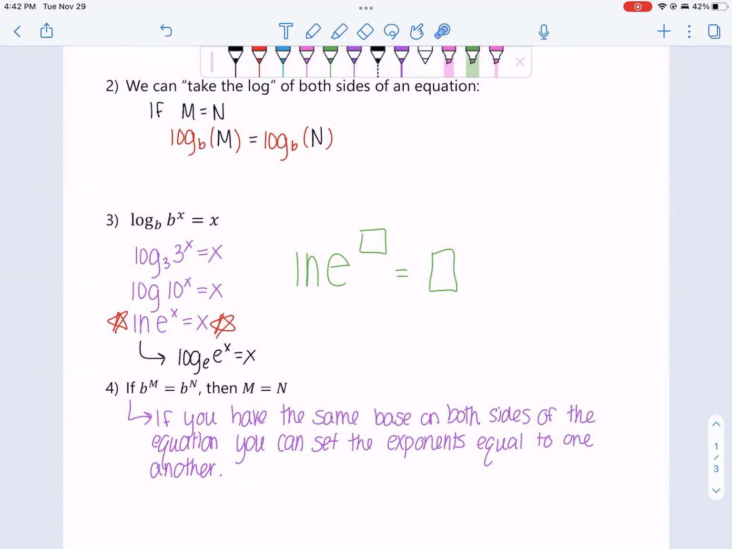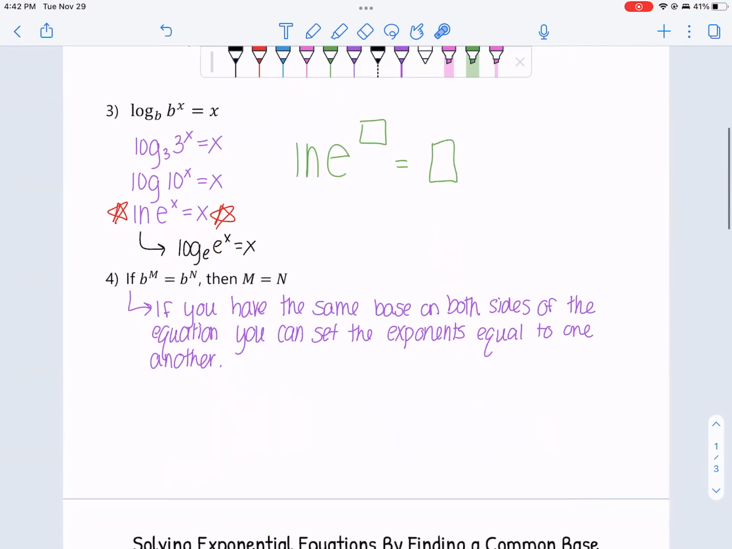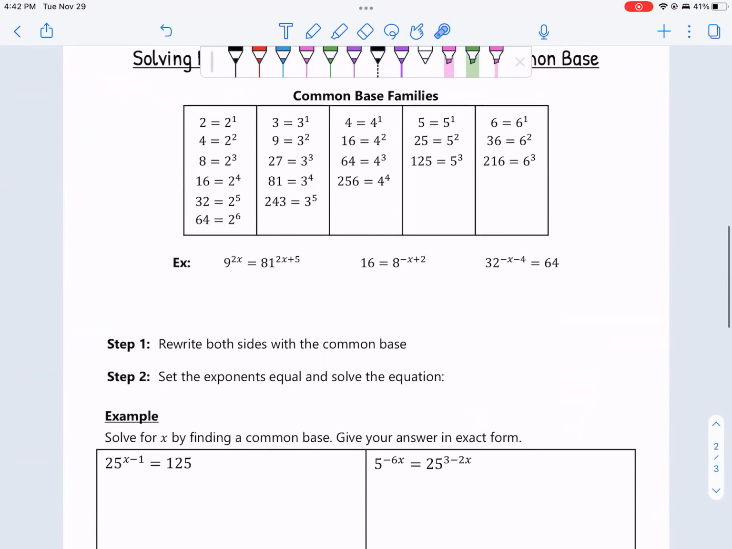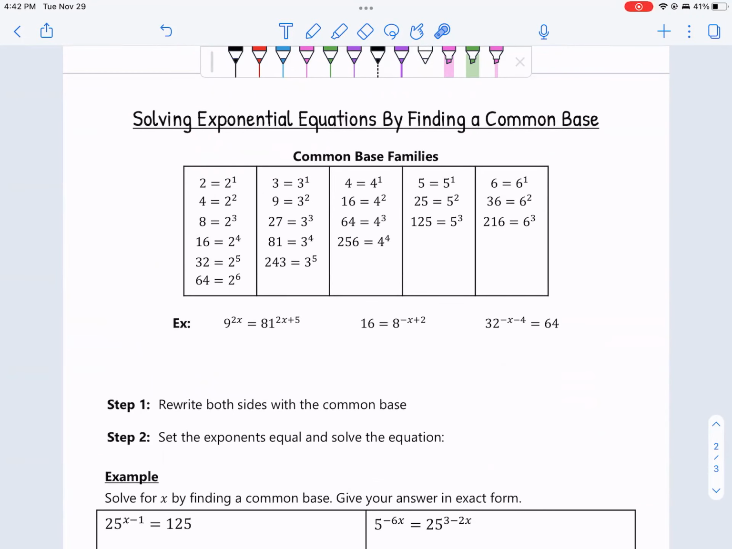This is kind of like the equivalent rule as this one that we used in the logarithm video. And it's in fact this rule number 4 that we're going to be using to solve problems by finding a common base. If you have a common base, then set exponents equal to one another. All right. So solving exponential equations by finding a common base.